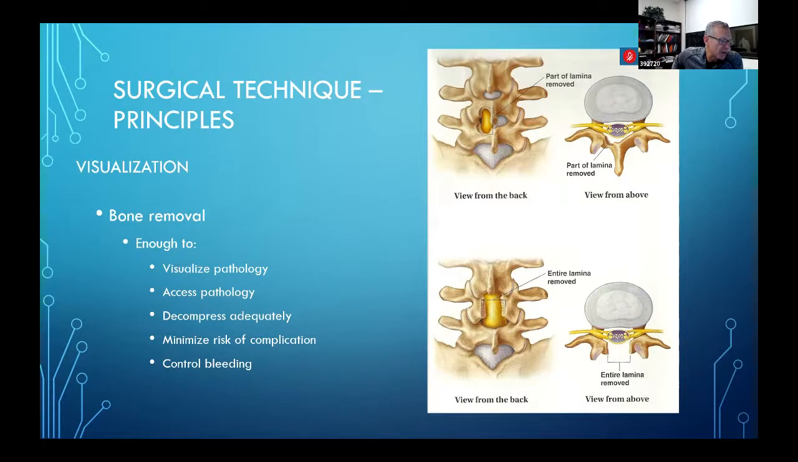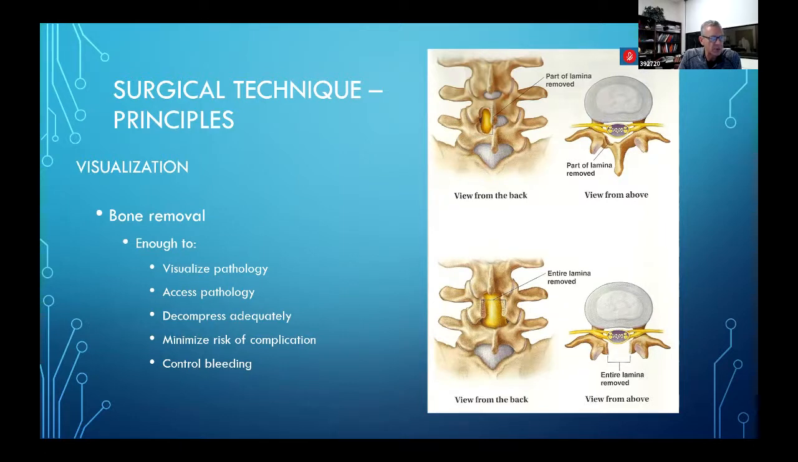So in other words, if you try to make a really small window to do your work and you can't adequately either visualize or retract the neural elements to do your work, you're just simply placing the patient at a higher risk of a neurologic injury or complication. You also have to have enough access to be able to control the bleeding. So that's kind of the key for how much bone do you remove. The answer is it just depends on what you're doing. I continue to remove enough bone so that I can adequately see what I'm doing.